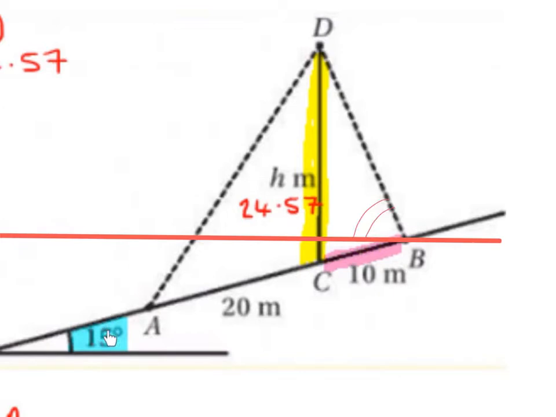So since this is 15 degrees, and this line is parallel to this line, and we have a transversal cutting through, then this angle here is alternate to this angle here, so this angle here is 15 degrees. So if we were to find this full angle here, and take off the 15 degrees, we would be left with the angle that we're looking for.